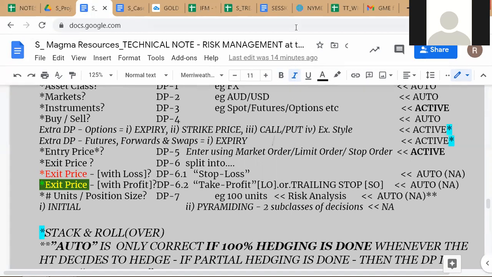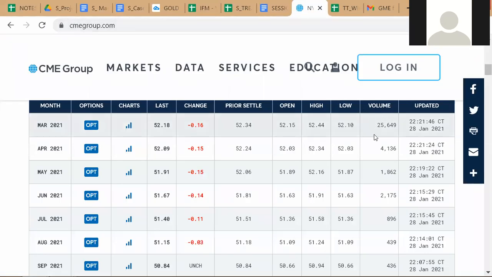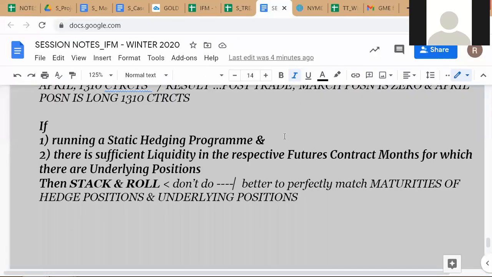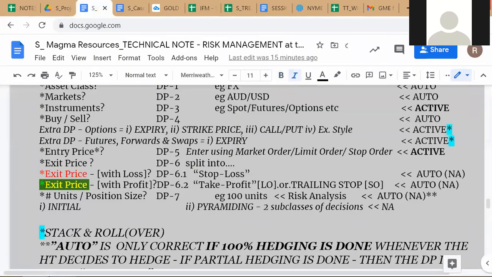You can either do full hedging, perfectly matched, as Siddharth was suggesting, perfectly matching the maturities. So these are two alternatives. Stack and roll is one alternative, the other is to perfectly match maturities of hedge positions and underlying positions. That is the other way of doing it. Where was I? I got a little bit lost. Yeah. So what is the whole point of the discussion? Where did it start from?